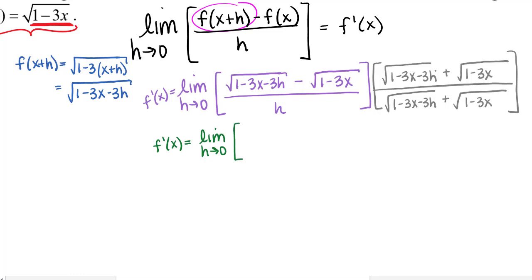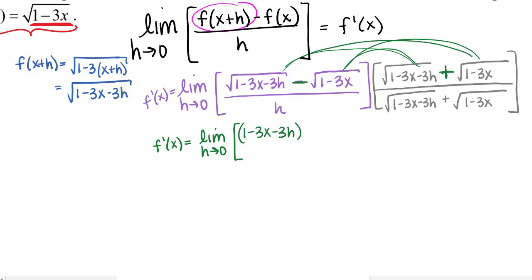When you multiply out these conjugates, they multiply to be a difference of squares. So if you wanted to truly FOIL, as you call it, or distribute, you can. You're going to see that your middle two terms add to 0. So the square root times itself is just the 1 minus 3x minus 3h without the square root. The parentheses will become important in a second. And then the difference of squares, right? Because it's negative times positive, so it turns out to be the difference of squares.